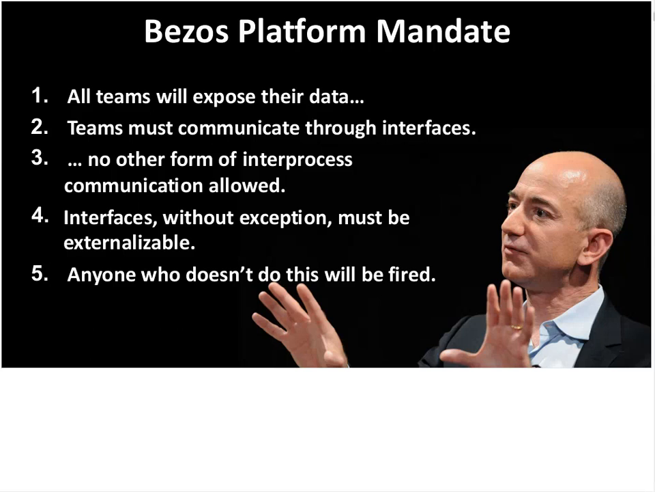So give or take 2002, Jeff Bezos, in an internal memo, it's quite famous now, basically said: all teams will expose their data at Amazon. Teams must communicate through interfaces. No other form of inter-process communication is allowed. Interfaces, without exception, must be externalizable, and anyone who doesn't do this will be fired.